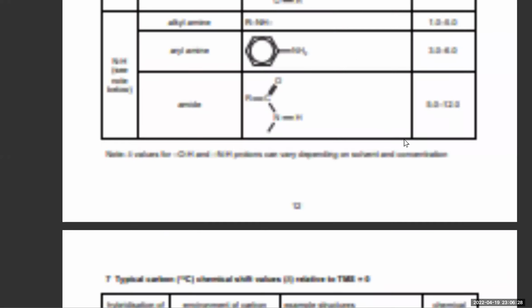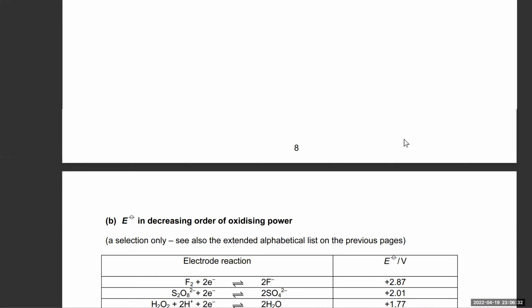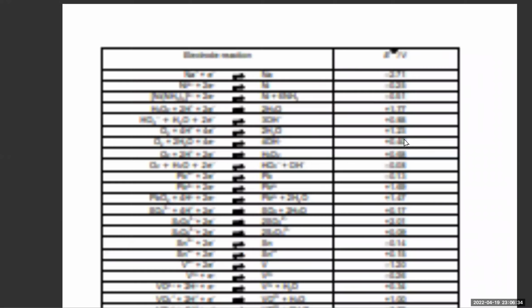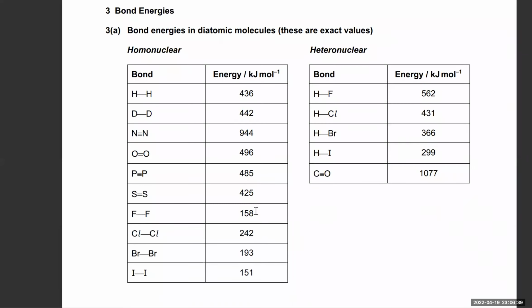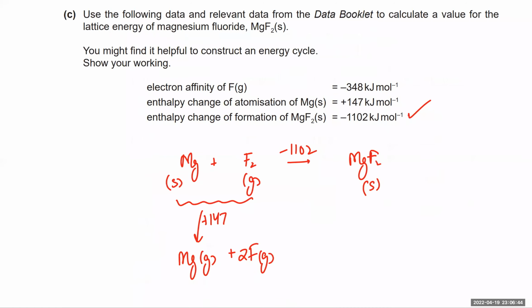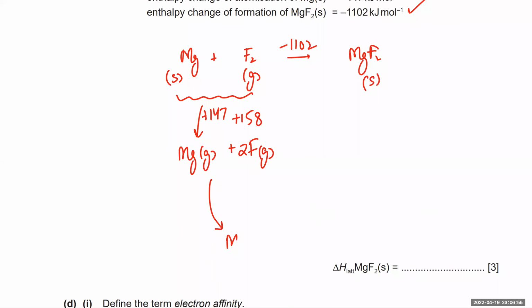So what happened in the bond energy section, you're going to find this value, which is about F-F. That's 158, that's given over here. So you're going to break the F-F bond, that's 158. What is the next part? The next part is you're going to ionize them. Mg is going to lose electrons, two of them. And then the two fluorines will gain electrons, two of them.